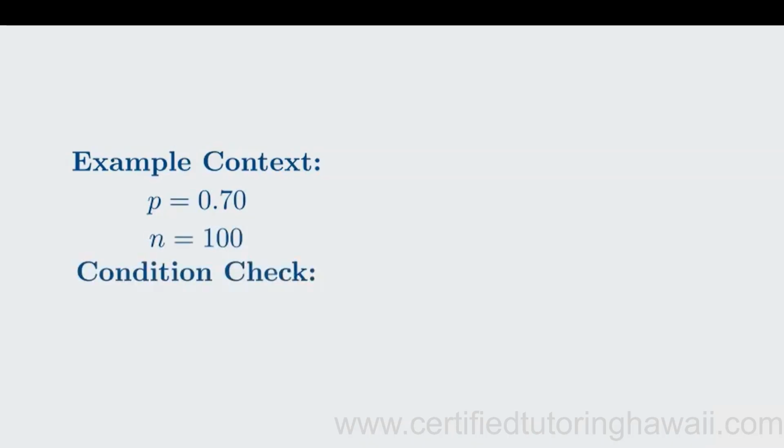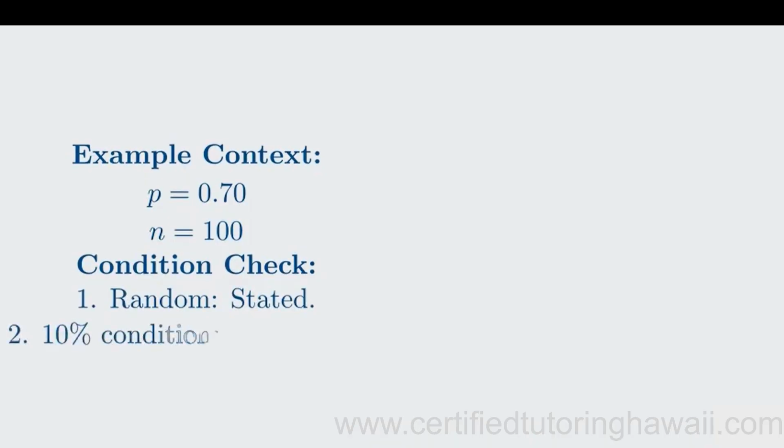Suppose it is known that 70% of students at a very large university prefer digital textbooks over physical ones. We take a random sample of 100 students. First, we must check our conditions to see if we can model this distribution. 1. Random. It is stated as a random sample. 2. The 10% condition. 100 is likely less than 10% of all students at a very large university.